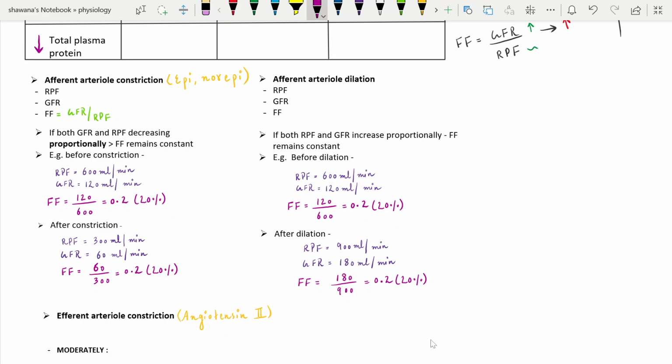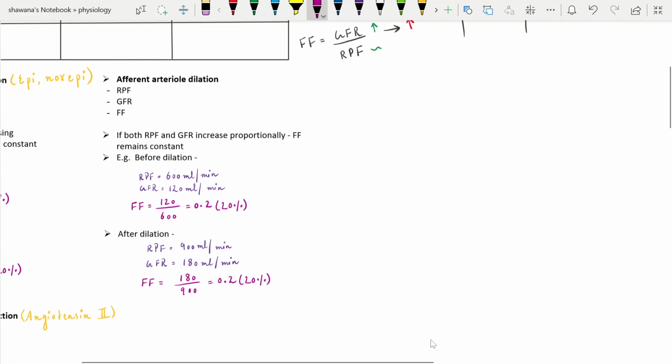Afferent arteriole constriction. What are the most important constrictors of afferent arterioles? These are epinephrine and norepinephrine. These are released in response to the sympathetic nervous system. What would be the effect if the afferent arteriole constricts?